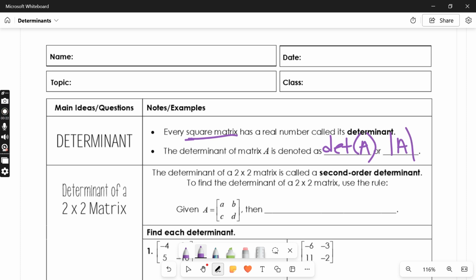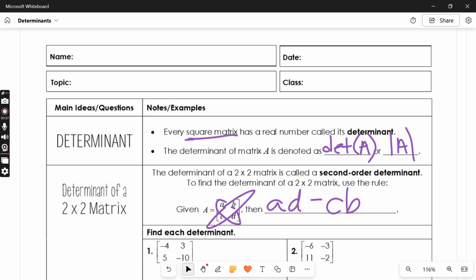The determinant of a 2 by 2 matrix is called the second order determinant. To find the determinant of a 2 by 2 matrix, use this rule. So what we do is we're going to do this diagonal here. So this would be A times D minus, and then we'll go up the other diagonal, C times B. Okay, so let's try it.